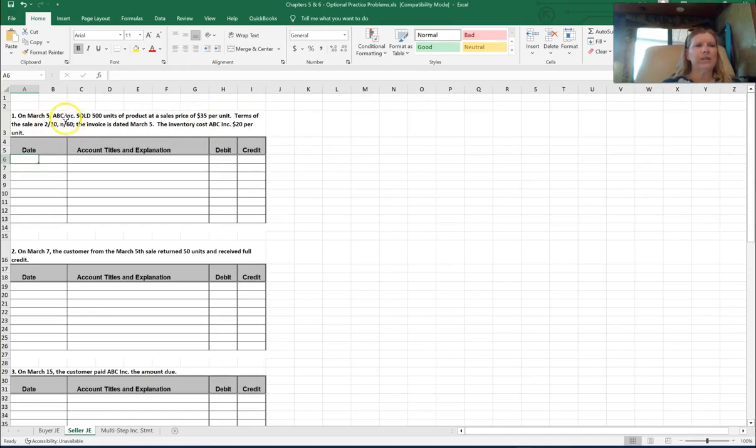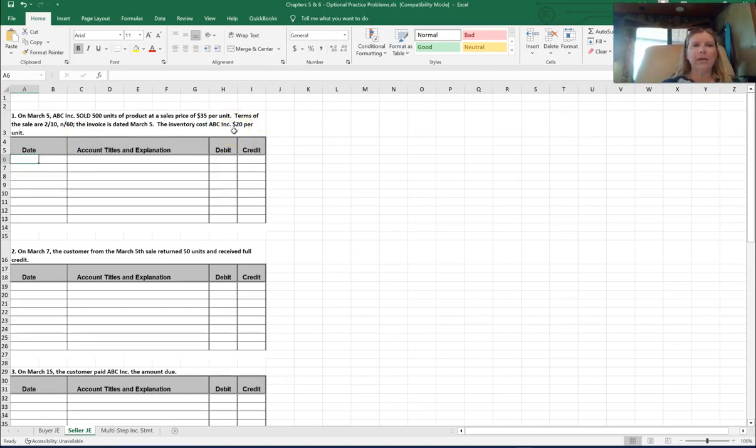Whenever you see this, that means we've sold it on credit, which means we're going to be sending a bill, and it's going to be accounts receivable. We sold on credit to a customer. That's always accounts receivable or notes receivable, but 95% of the time it's going to be accounts receivable. The invoice is dated March 5th. The inventory cost ABC Inc. $20 per unit. So when ABC Inc., our company, bought this inventory, it's sitting in our inventory account at $20 per unit.